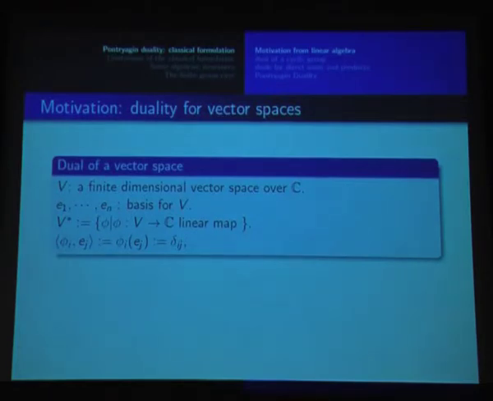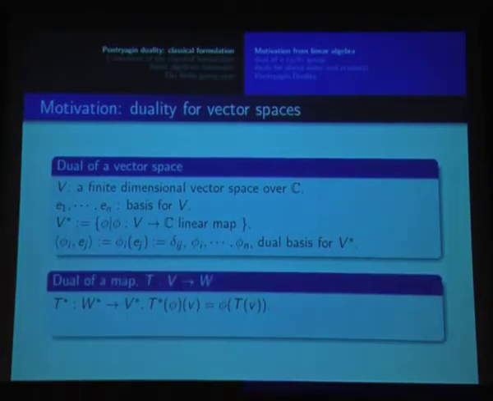So you consider linear functionals phi_i, so that phi_i of e_j is delta_ij. So it is 1 if j equals i, otherwise it is 0. And of course, these functionals phi_1, phi_2, ..., phi_n form a basis for V star, called the dual basis.